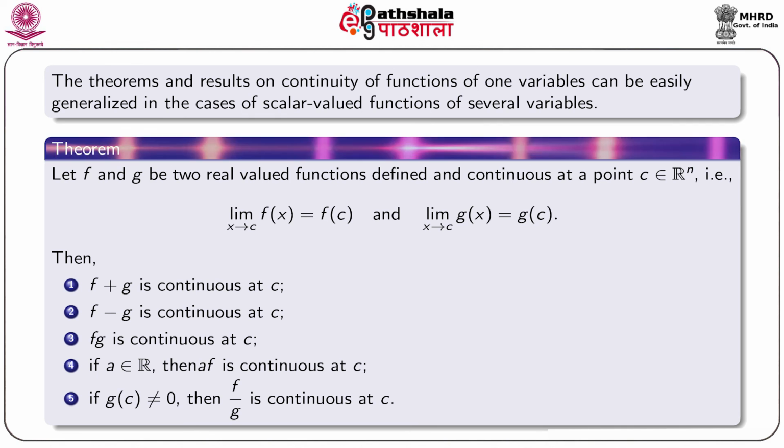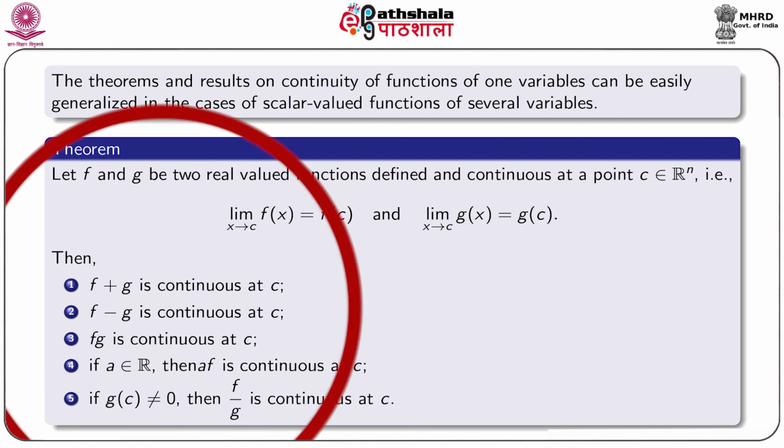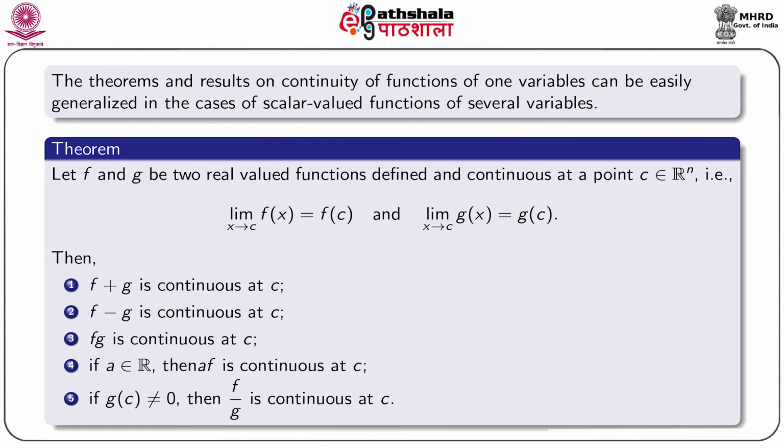Let f and g be two scalar fields which are continuous at a point c in R^n. Then we can easily check f plus g is continuous at c, the function f minus g is continuous at c, and the product function fg is continuous at the point c. If a is any real number, then the function af is also continuous at the point c, and if g(c) is different from 0, then the function f by g is also continuous at c.